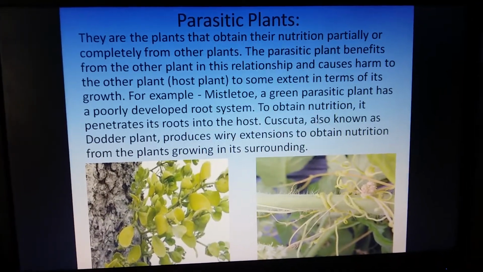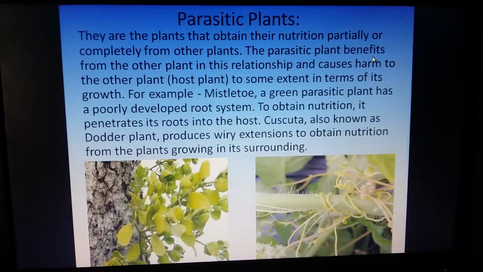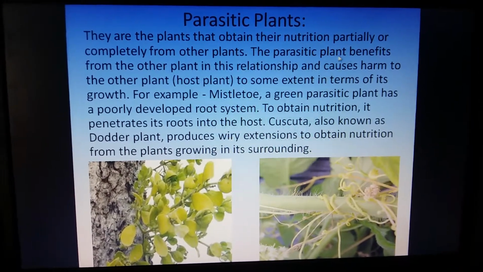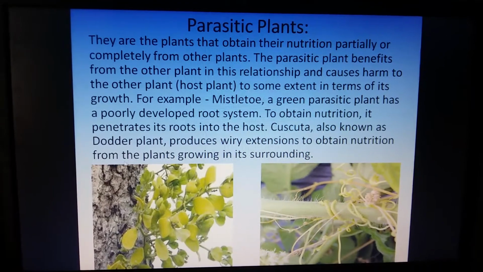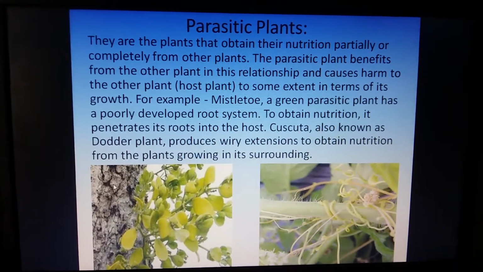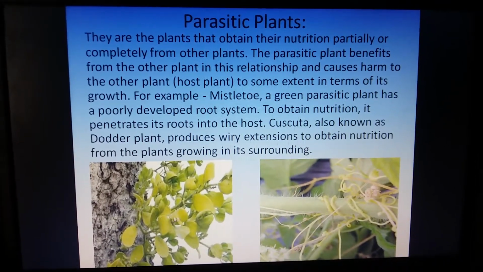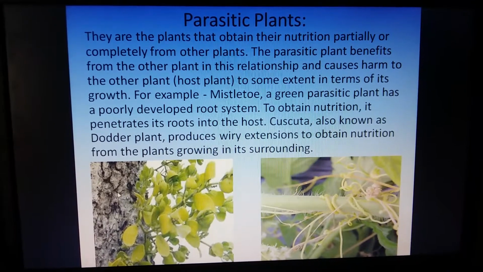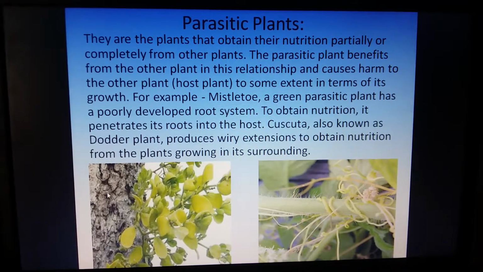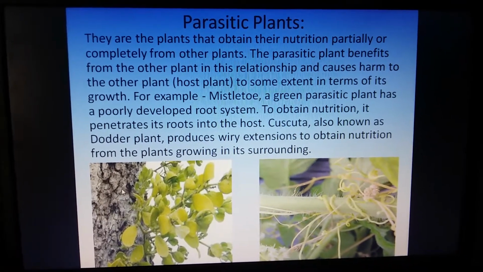First is the parasitic plants. Such plants obtain their nutrition from other plants, maybe partially or completely, and in return they do not benefit the host plant. The plant from which they are obtaining nutrition is the host plant, and the plant which is obtaining nutrition is the parasitic plant. This is the parasite and this is the host. In return they do not give anything beneficial to the host plant.